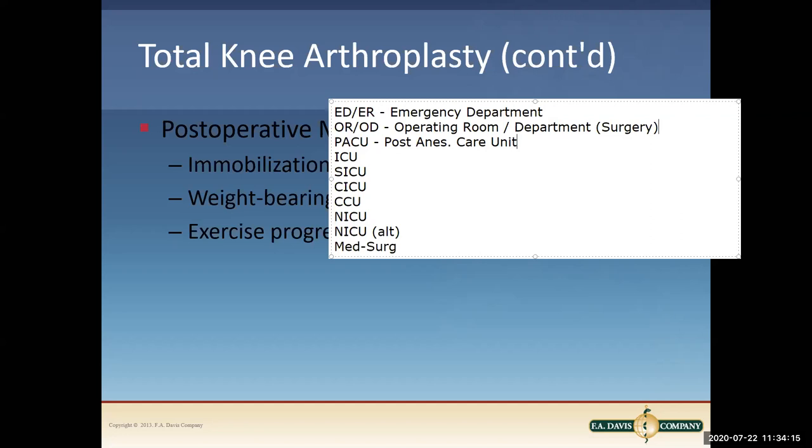Okay. What is ICU? This is something that Grey's Anatomy loves to talk about. The ICU is the intensive care unit, right? And some hospitals then have multiple ICUs, right? So the SICU. Does anyone know what SICU is? What's the S stand for? Surgical, right? And it's either surgical intensive care unit or surgical intervention care unit, depending upon the hospital.